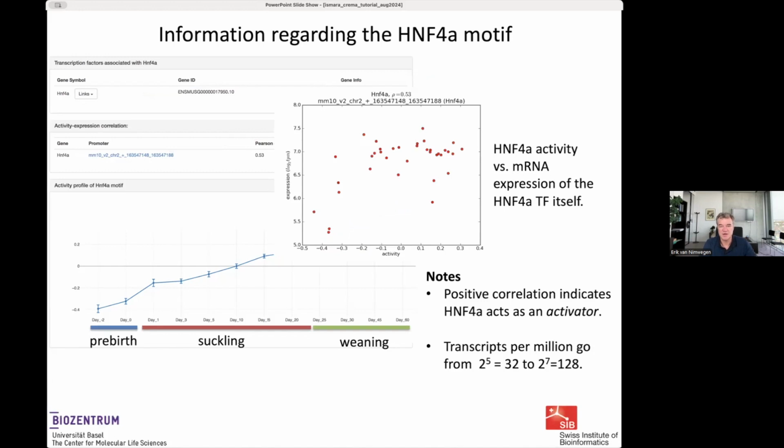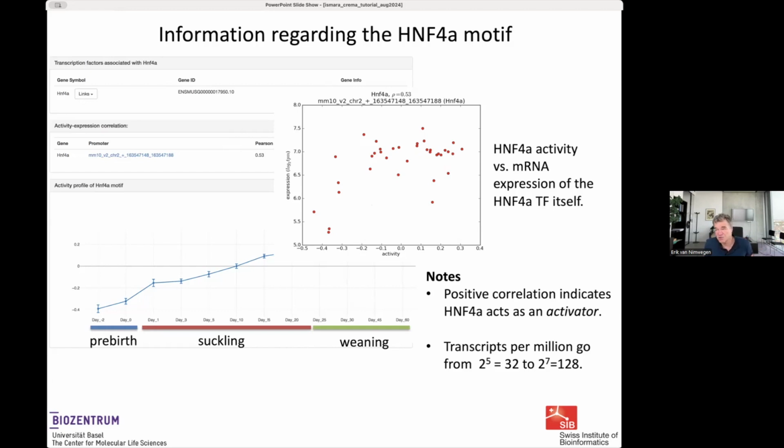Okay, so if you click on this link, you'll get a little scatter plot where on the x-axis, for each sample, each dot is a sample, is the motif activity. And on the y-axis is the gene expression, mRNA expression of the transcription factor itself. And so you see that even though it's quite noisy, there is a clear positive correlation between the expression level of the transcription factor at the mRNA level and its motif activity.